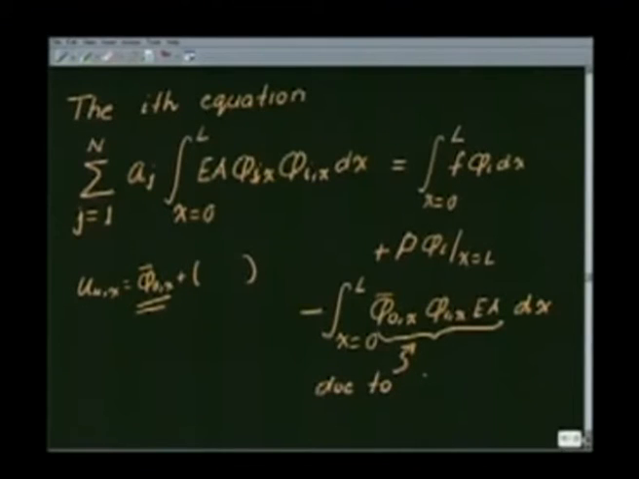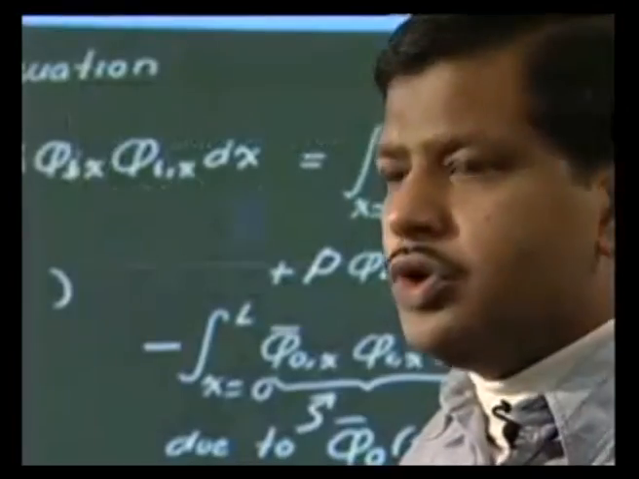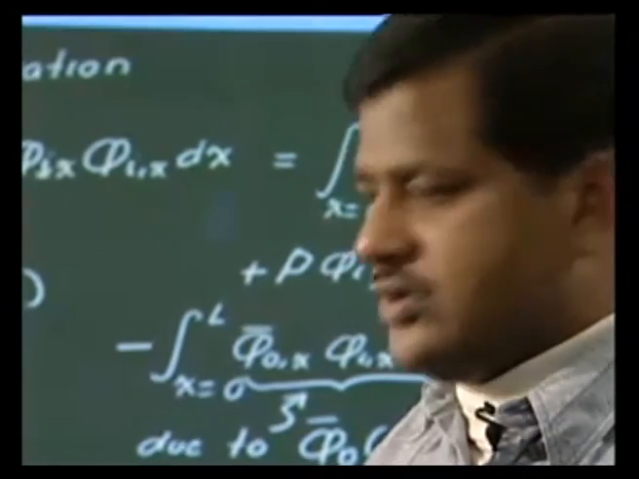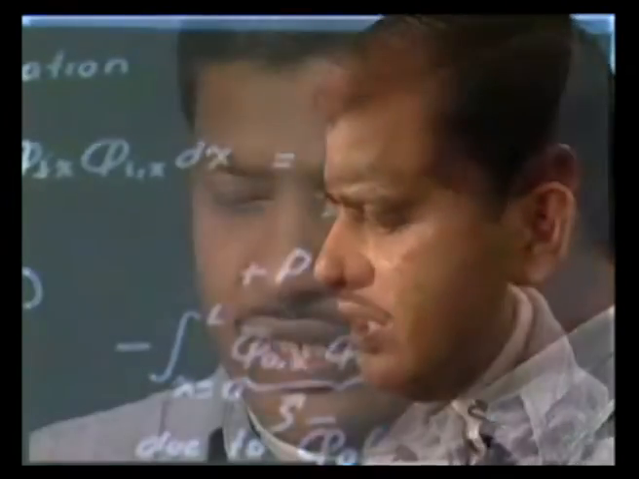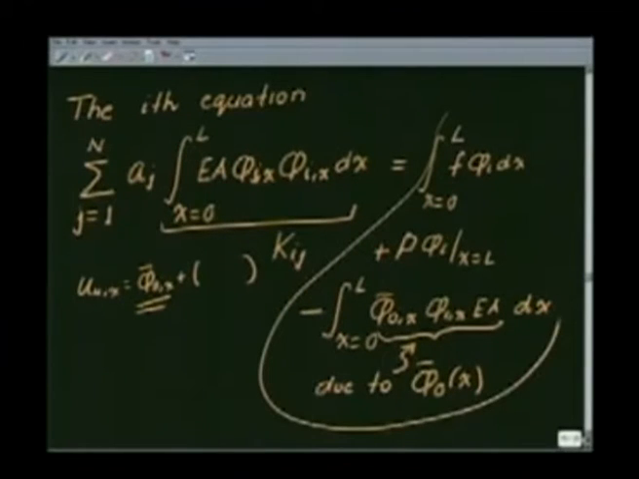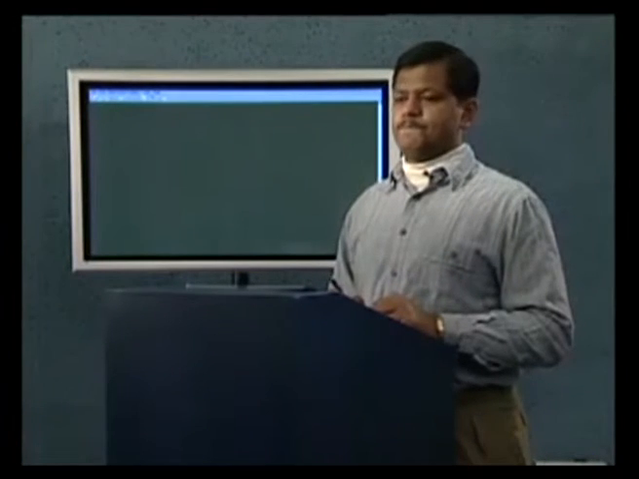This part is coming from the known function phi 0 bar, which satisfies the given boundary condition. This is the additional correction that we have to make to our variational formulation in order to account for this phi 0 bar of x. So now we have the n equations again in terms of the n coefficients. This expression will be nothing but kij, and the whole right hand side will be our f of i. We go ahead and solve this problem and get the coefficients ai.